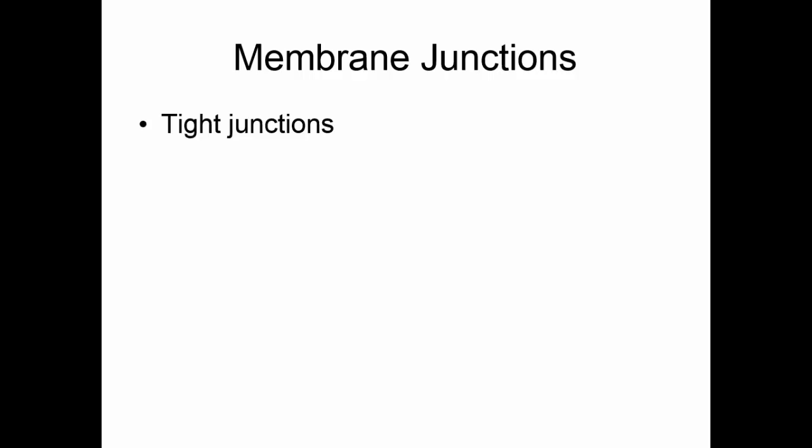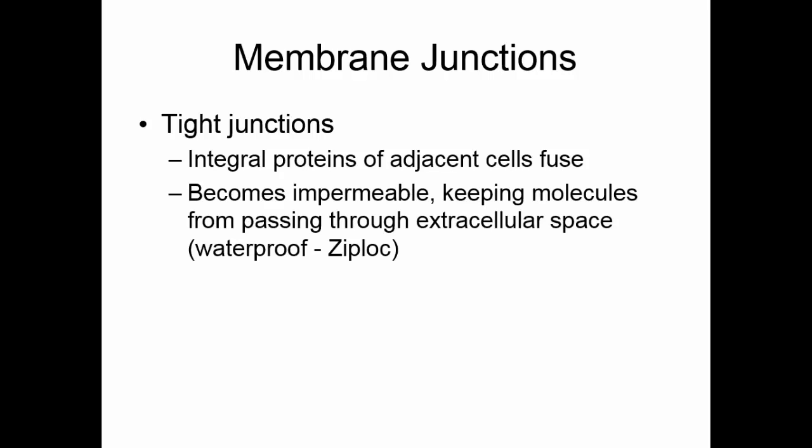Tight junctions occur when the integral proteins of adjacent cells fuse together. We get an impermeable barrier between the two cells. This keeps molecules from passing through the extracellular space. Basically, this is a waterproof kind of seal, like a Ziploc seal.